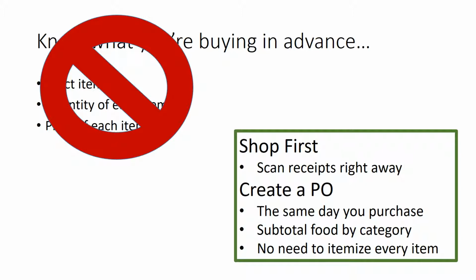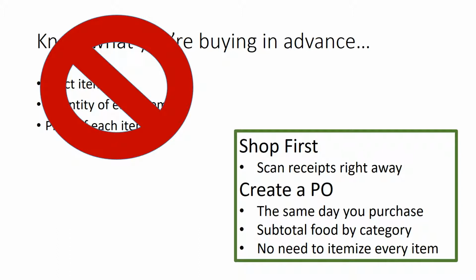For subsistence, you may make your purchase first. Then as soon as you return to the station, scan your receipts and make the purchase order the same day. This is different from what my previous video conveyed, that you have to estimate your purchase before you buy. This is no longer required. However, you still must make the purchase order with categories of different types of food. At the time of this video, reporting a single line of subsistence is not allowed.